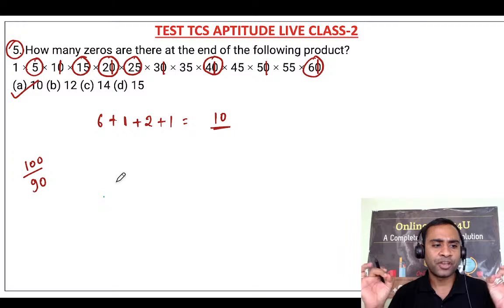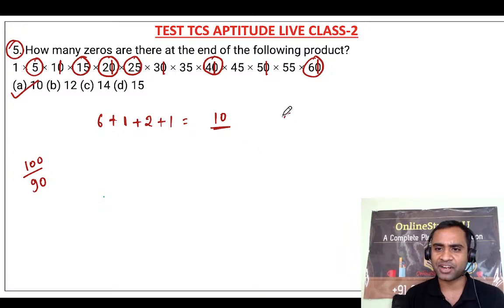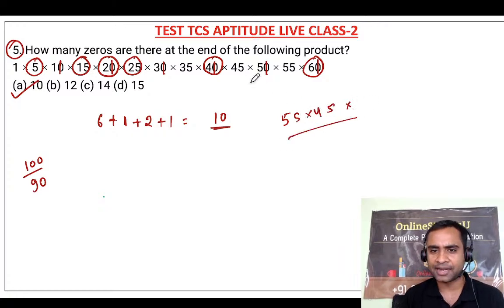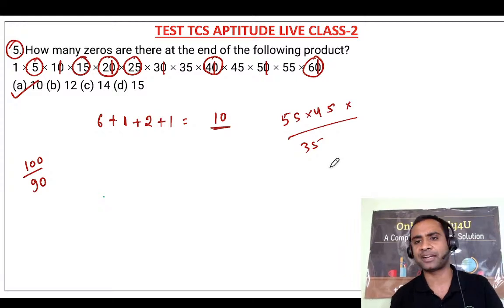In the exam you do not have to go and multiply the complete number. Don't sit and start multiplying 55 into 45 and then multiply by 35. So we have to use our mind to understand the things, right?